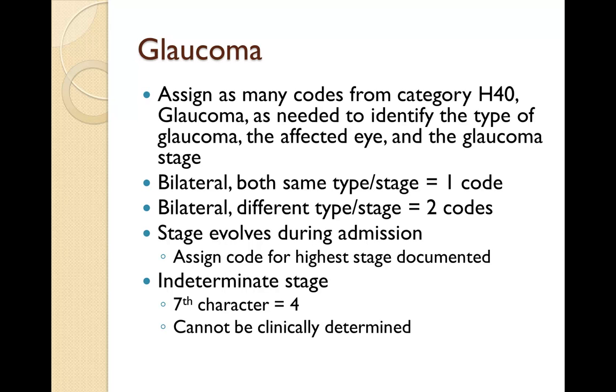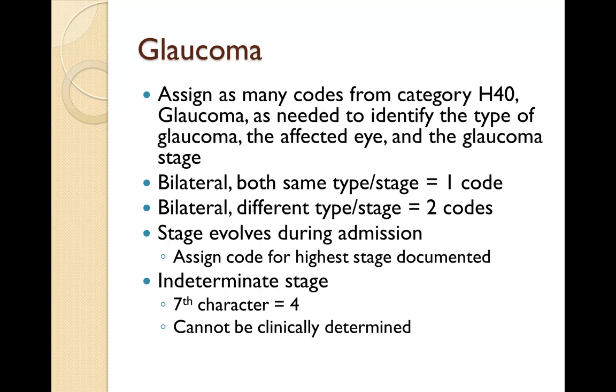So if a patient has bilateral glaucoma, if they're both the same type and stage, then you actually can just get one code. It will specify bilateral, the type and the stage. If, however, they're different types or stages, then you'll get at least two codes. You'll have one for the right eye and one for the left eye. If the stage evolves during the admission, you just need to code the highest stage that's documented.